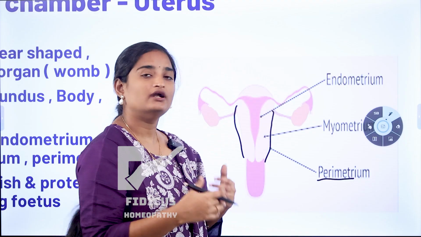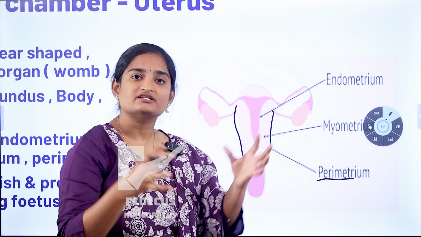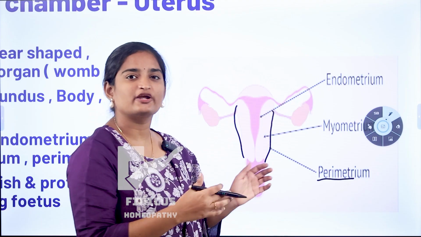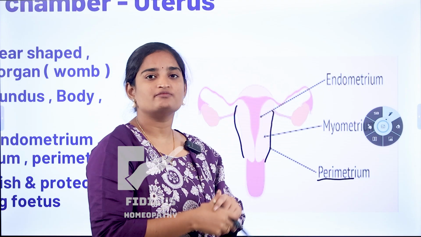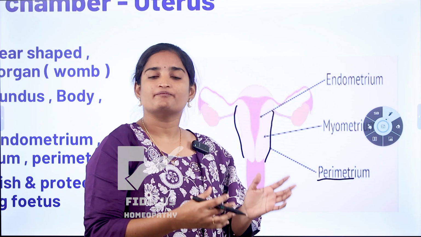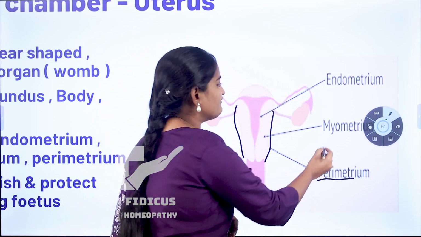Now the myometrium. The myometrium is a muscular layer, present between the endometrium and perimetrium. In this myometrium, it is a powerhouse of muscles. These muscles help in the contraction of the uterus, which facilitates the passing out of the baby. So the myometrium has powerful muscles.